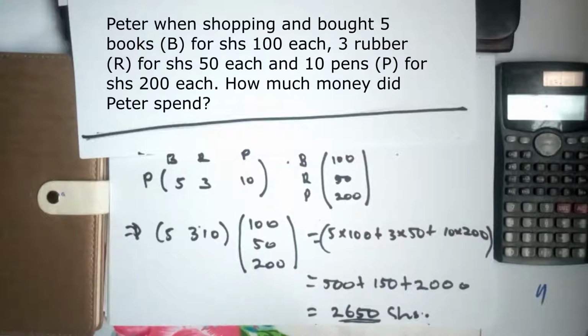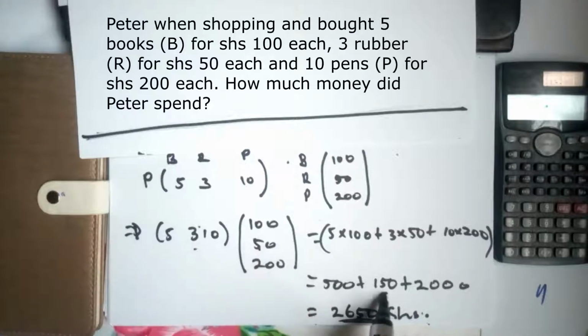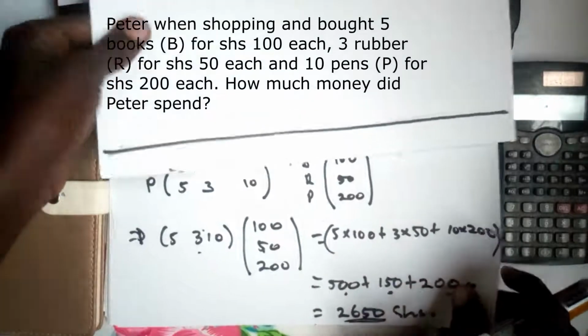If they are to ask you to find the amount spent on rulers, before you add to get the final answer, you just pick for the rulers because it was a 3 times that, so you just pick that amount. If they are to ask for the pens, you just pick for the pens. If they are to ask you for the books, you just pick for the books. Okay, let's do another example and we see what we shall have.